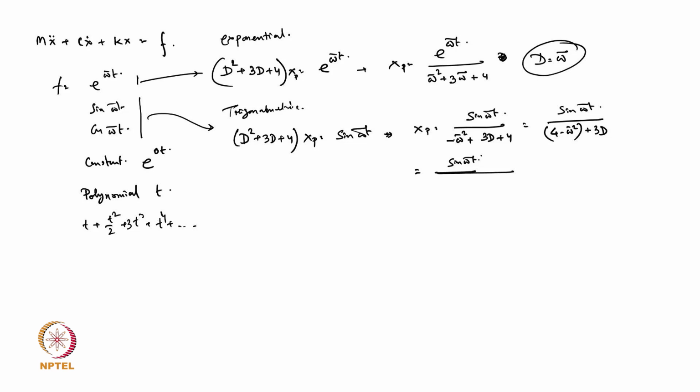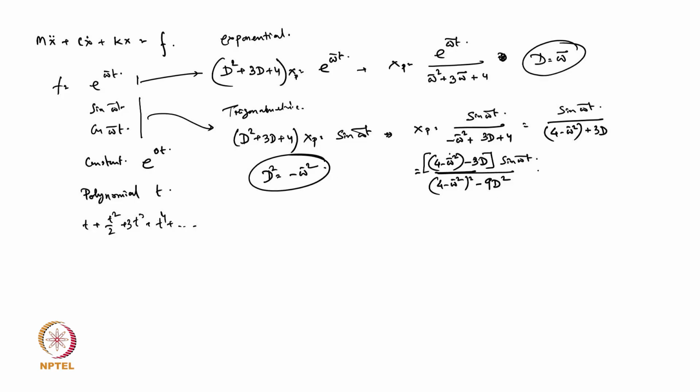So now it will be sine omega bar t into, let's start writing it, (4 minus omega bar square minus 3D) whole into sine omega bar t, and here it will be (4 minus omega bar square) whole square minus 9D square. So here the rule is that in D square you will substitute omega bar square, but you cannot substitute for D. So for D we cannot substitute anything, but for D square we can substitute this. So first point, we have to make everything D square and then we can substitute.